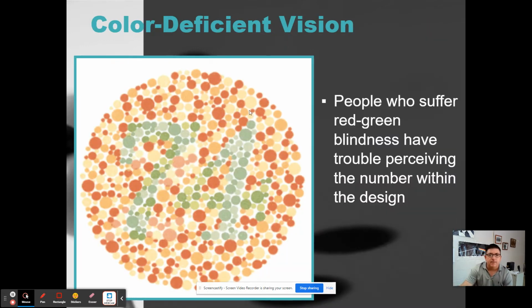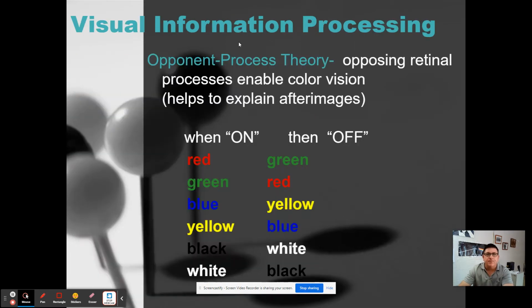Color blindness, 74, you should be able to see that. If you don't, you probably have some cone disorders. Then you have a degree of color blindness here.